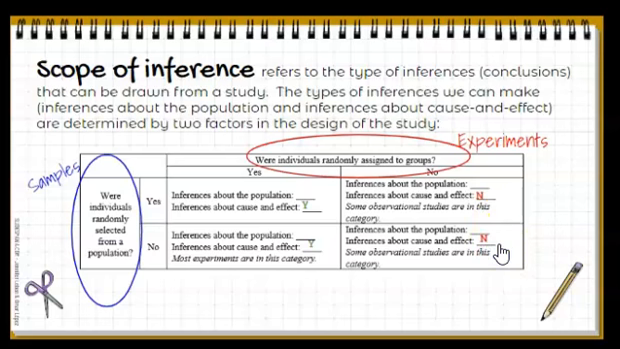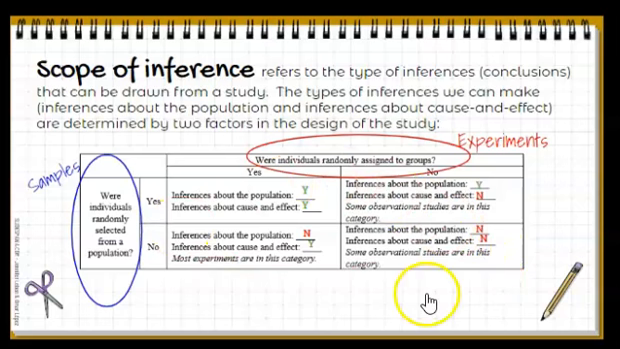Then I have to consider how were the individuals selected from the population? Was it random or was it not random, like biased in some way? Well, if it's random, then I can say yes here, and I can say yes here. If it's not random, I cannot make inferences about the population. I can only make inferences about the certain group it's in, class or age.